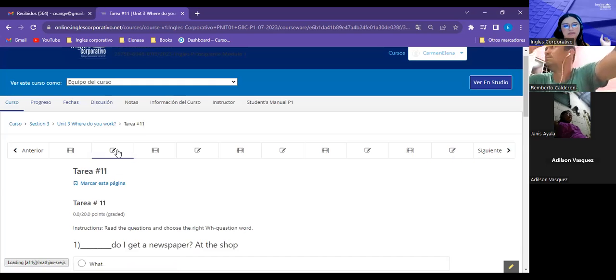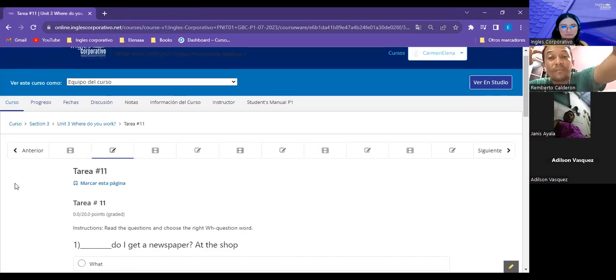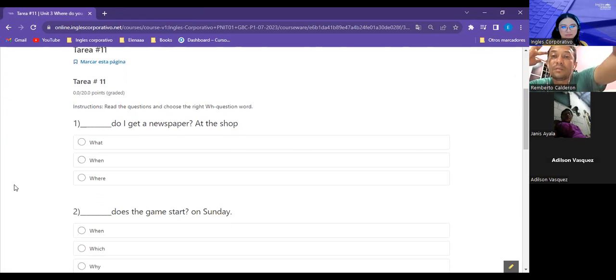No, empecemos con la 11. Homework number 11. We better start with this one. Si se fijan, vamos a iniciar con la tarea 11. ¿De qué se trata la 11 clase? ¿Qué ven por ahí? Read the questions and choose the right WH word.